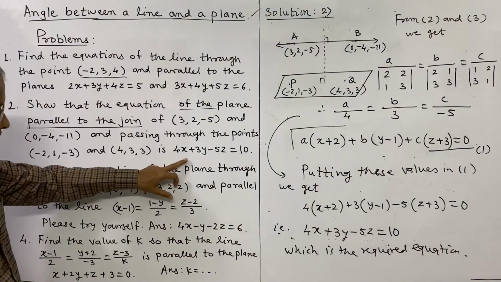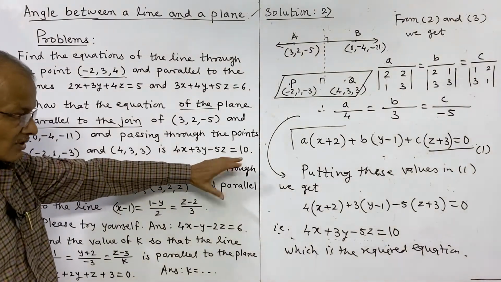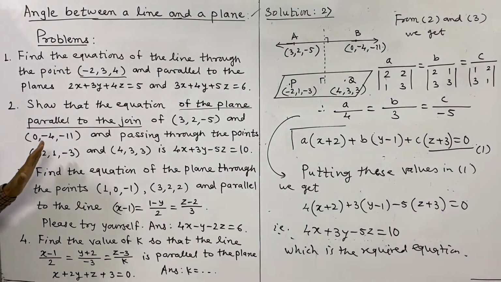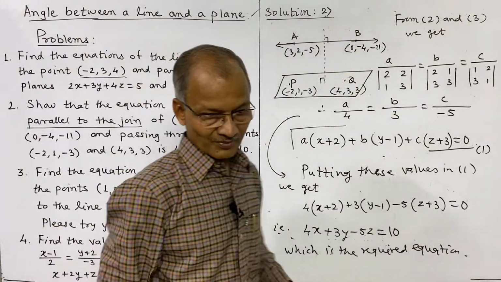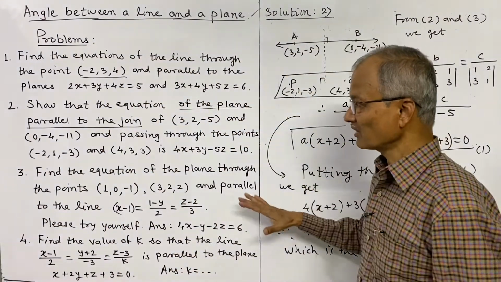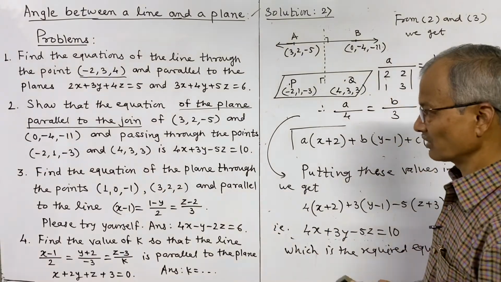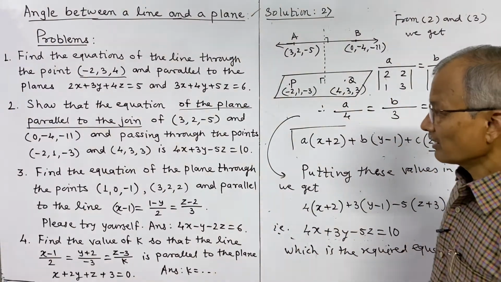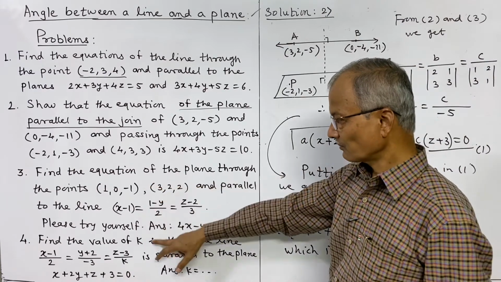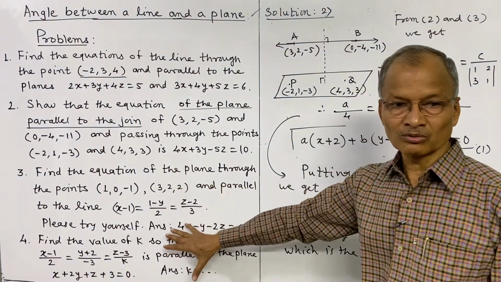Now see the problem here. It is 4x plus 3y minus 5z is equal to 10. So thus we have solved this problem. Now you should observe the solution carefully, how the conditions are used, that is to be noted and understood. Now the third problem and fourth problem I will leave for you to solve.